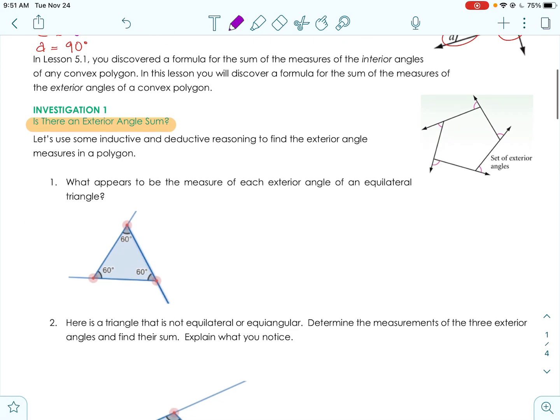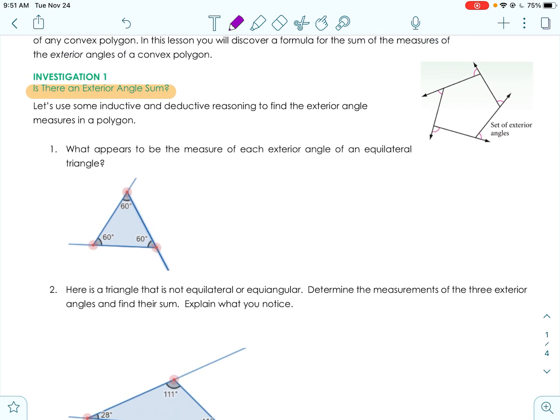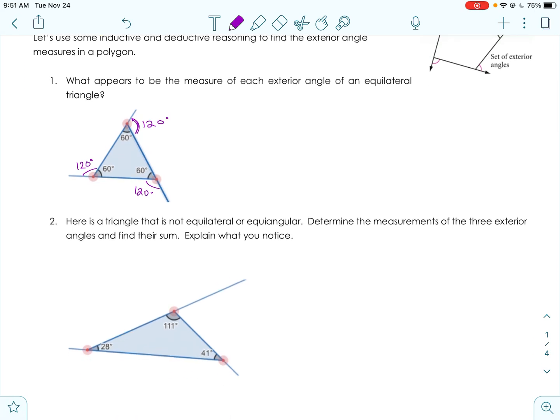Take a look at this triangle that I gave you. We have a triangle with 60 degrees, 60 degrees, and 60 degrees. The exterior angles are the angles created by extending a line from the side. This would be our exterior angle. That would be 120 degrees because it's a linear pair. This would be 120 degrees because it's a linear pair. And this would be 120 degrees because it's a linear pair. So all three of these angles are 120 degrees.